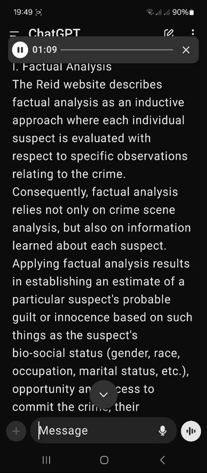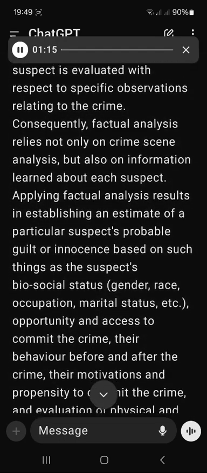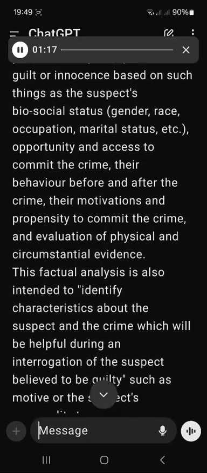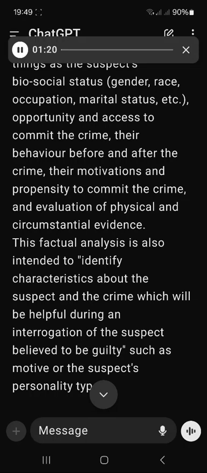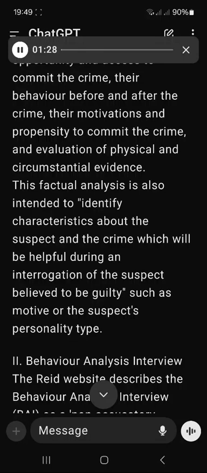Applying factual analysis results in establishing an estimate of a particular suspect's probable guilt or innocence based on such things as the suspect's biosocial status, gender, race, occupation, marital status, etc., opportunity and access to commit the crime, their behavior before and after the crime, their motivations and propensity to commit the crime, and evaluation of physical and circumstantial evidence. This factual analysis is also intended to identify characteristics about the suspect and the crime which will be helpful during an interrogation of the suspect believed to be guilty, such as motive or the suspect's personality type.